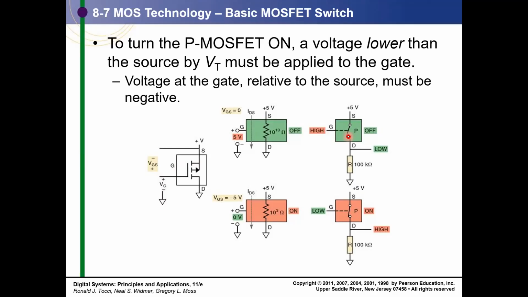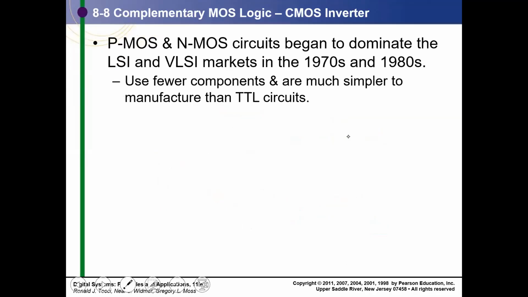So we are only interested in the switching behavior at this point, whether the switch is on or off. You can remember that for NMOS, if it is high, it is on. If it is 0, it is off. PMOS is complementary. PMOS and NMOS circuits came in dominantly in the 80s.